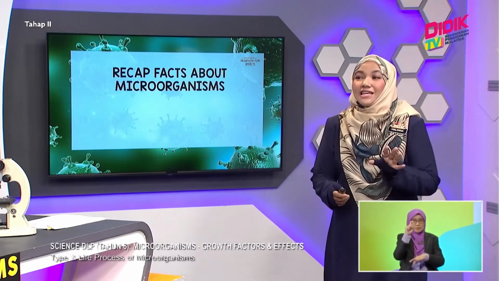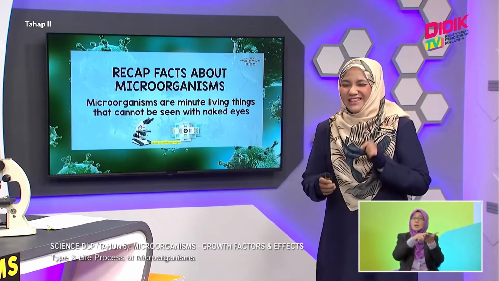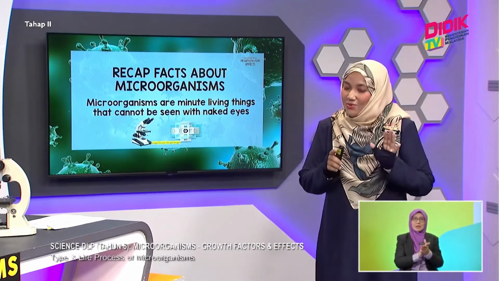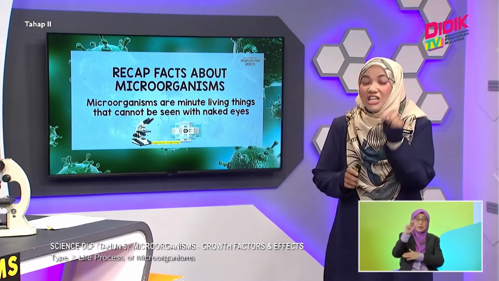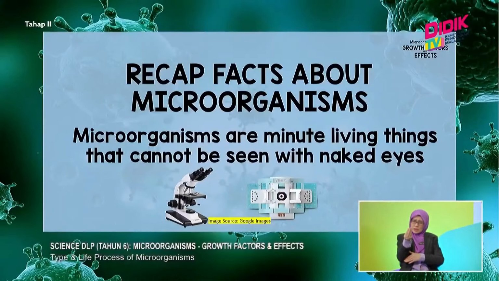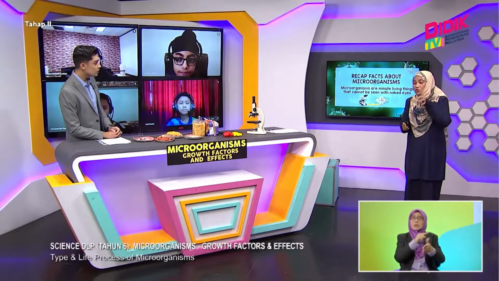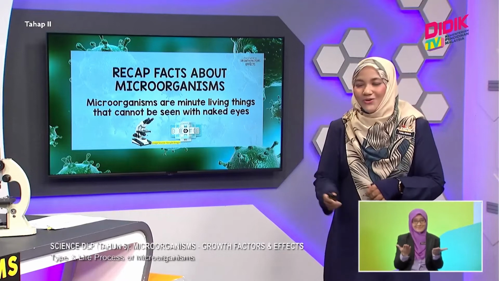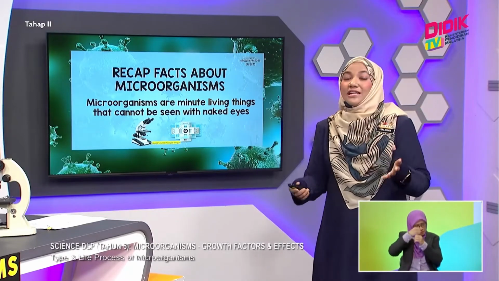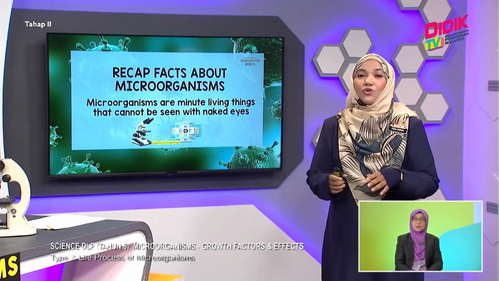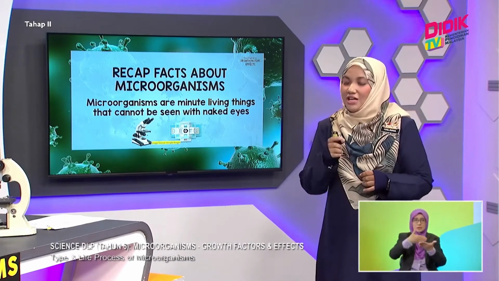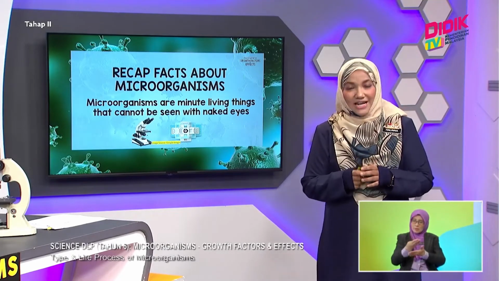Firstly, what is microorganism? I think at this moment you have known already that microorganisms are minute living things that cannot be seen with our naked eyes. So what do we use to see them? Their sizes are microscopic, so we need to use a microscope. Or nowadays with modern technology, there is something a little bit cheaper than a microscope, which we call a foldscope. We can use that to see microorganisms.